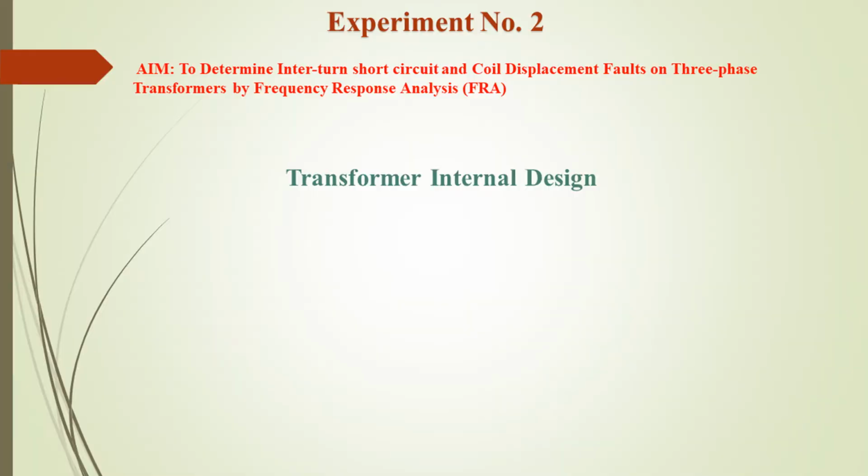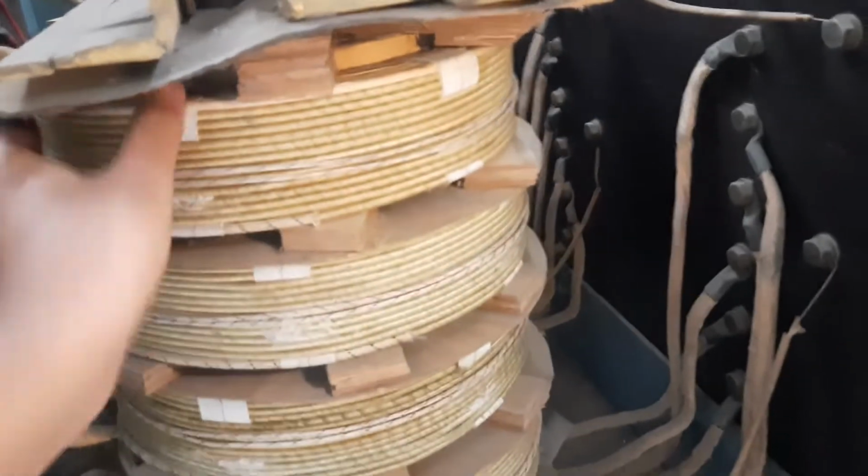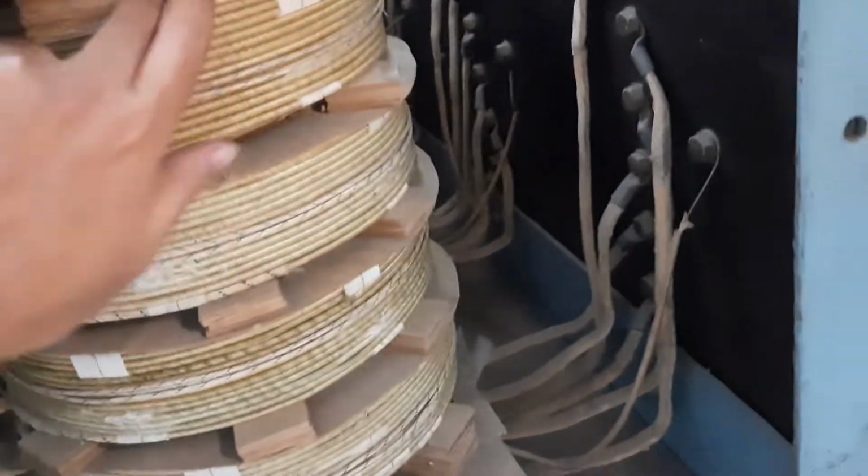Now we'll take a brief view of the internal design of the transformer. Here you can see the core of the transformer, and this is the outer part of the transformer. These are the windings, that is tappings brought out from the coils. Now we'll see how the coil is placed. This coil is segregated into four parts intentionally to do the displacement fault. You can see the 4 coils.